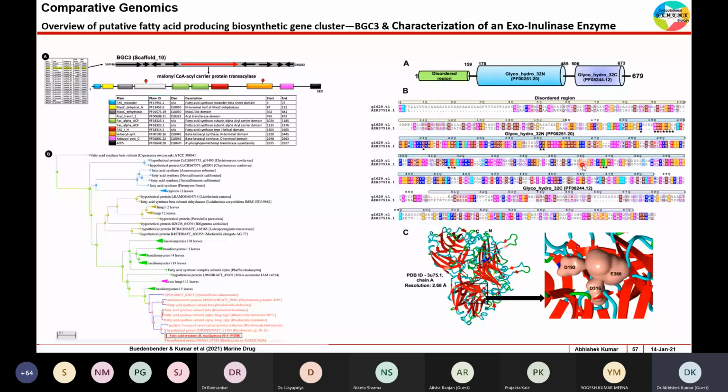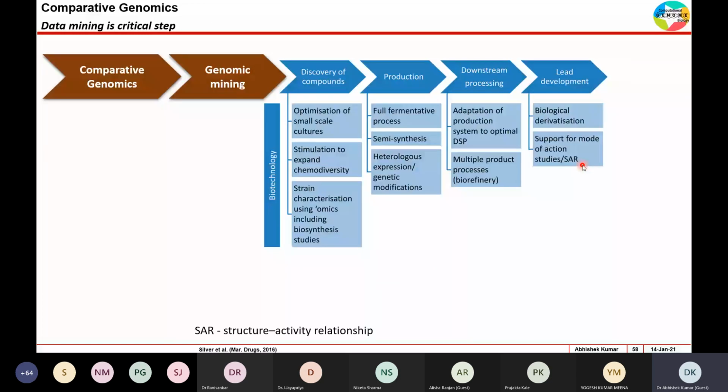That shows that when you are doing comparative genomics and genome mining, it will help your process of drug discovery, and you will get a hint where we can focus. Otherwise, if you have 50 or 70 clusters, you can't just start tapping one by one, or it will take many years.